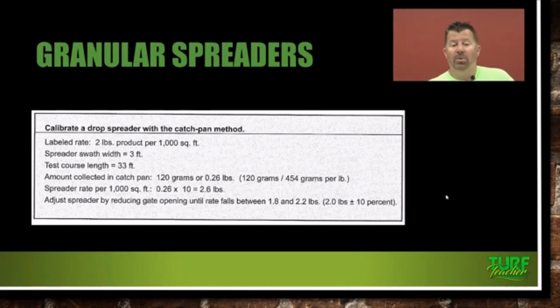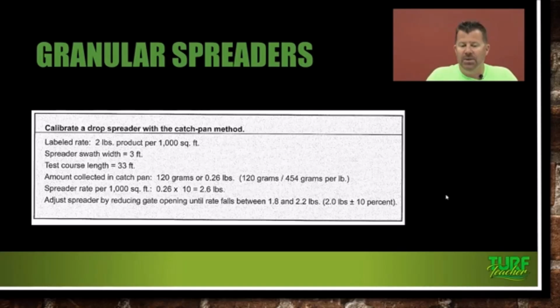You've got 2 pounds of product per 1,000 square feet. That's the label rate. The spreader width is 3 feet. So the product is dropping 3 feet down below. It doesn't spread out. It drops below the machine, the push spreader. It is hence a drop spreader, so it's dropping directly below it. The test course length is 33 feet.